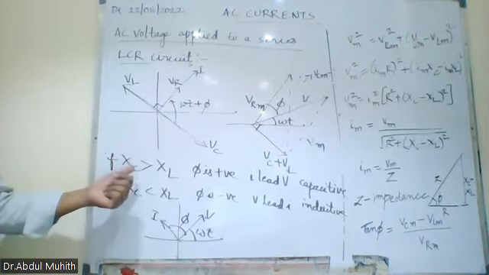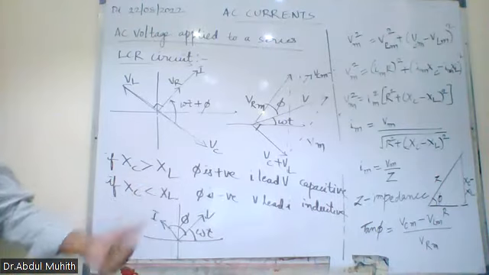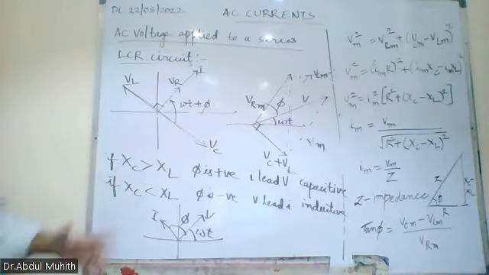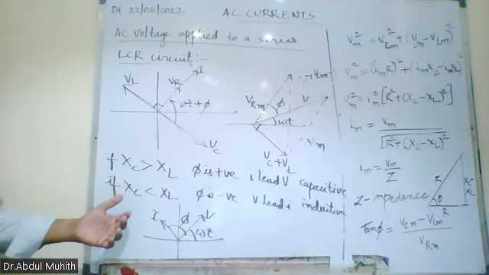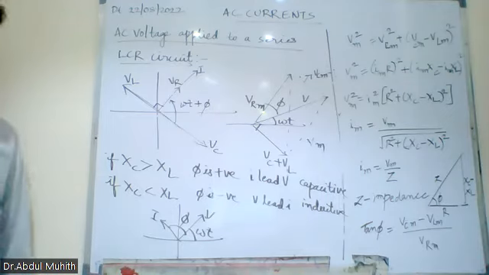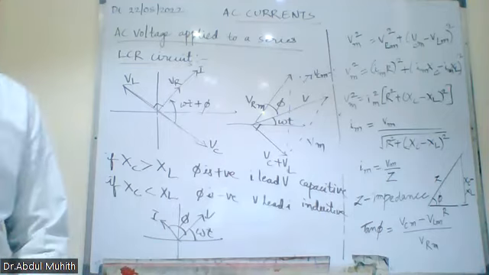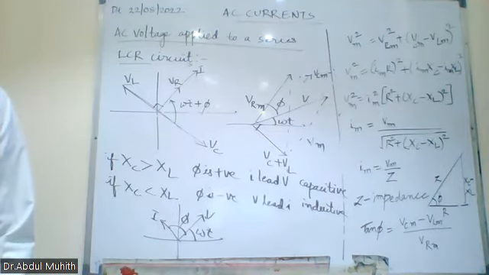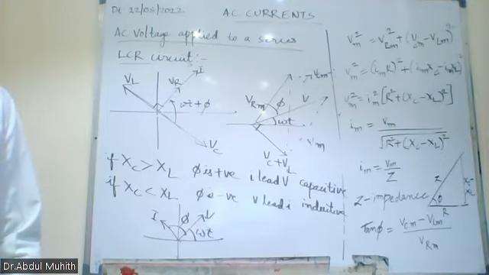If the capacitive reactance is greater than the inductive reactance, then it is a capacitive circuit. If the capacitive reactance is less than the inductive reactance, then it is an inductive circuit. Is that clear? So that completes the first solution, the phasor solution. The next solution is the analytical solution, which I will do tomorrow with the resonance concept. Then we will discuss the sharpness of the resonance and all.